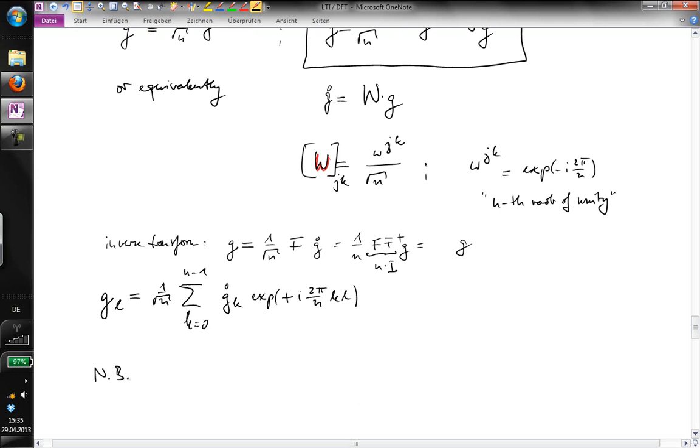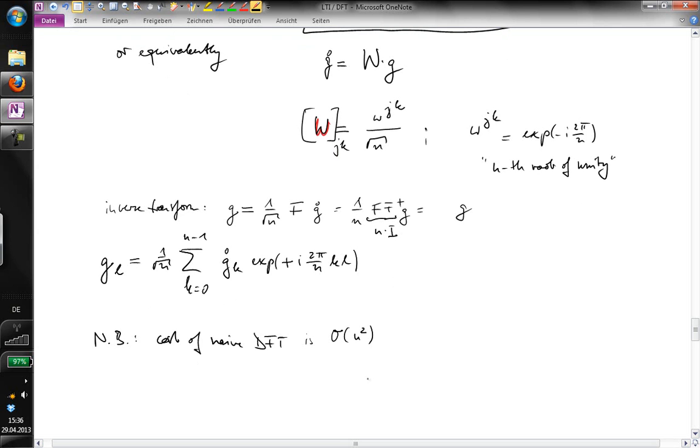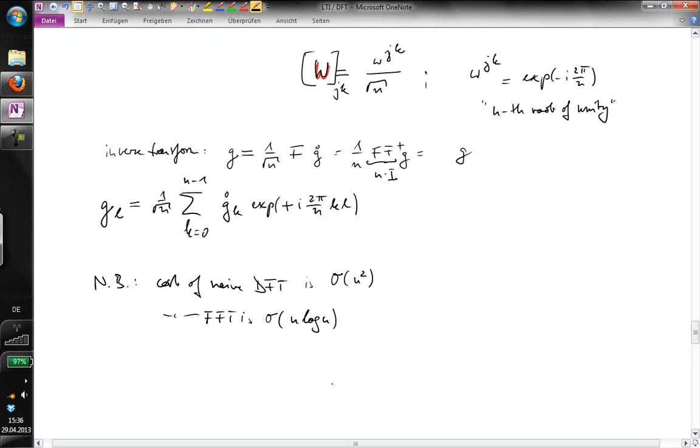A word about the cost. If I did implement the Fourier transform in this way by matrix multiplication, I would find that it's O of n squared, because this is what I pay for the matrix multiplication. But the cost of the fast Fourier transform is only of order n log n.